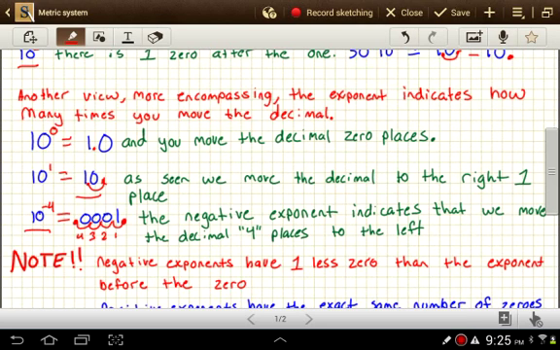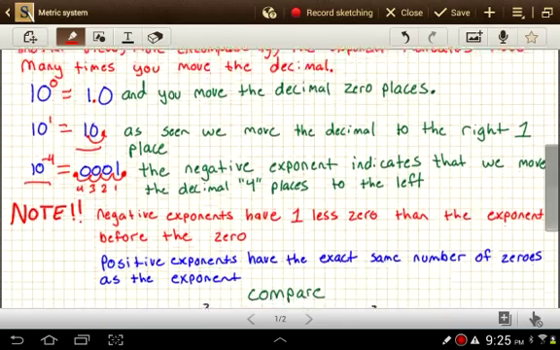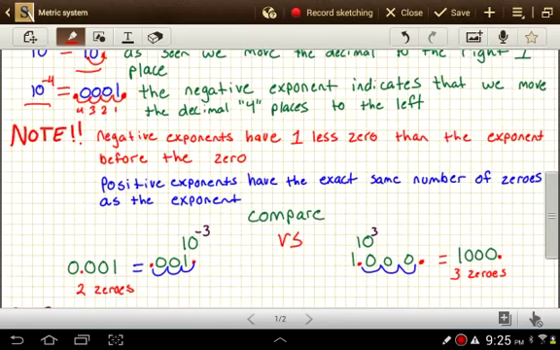And here's something for people to easily remember. When you have a negative exponent, the number of zeros you have is 1 less than the exponent. So if I have a negative exponent, say I have 10 to the negative 6, can we guess how many zeros I'm going to have? Well, I'm going to have 5 zeros.